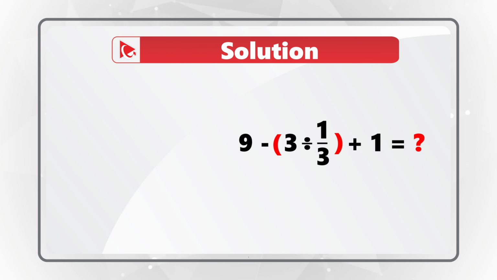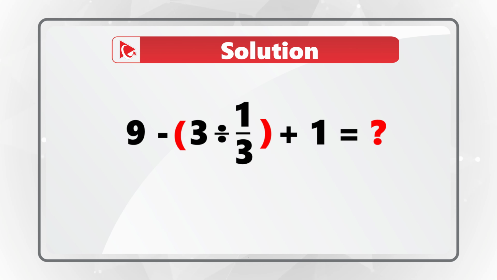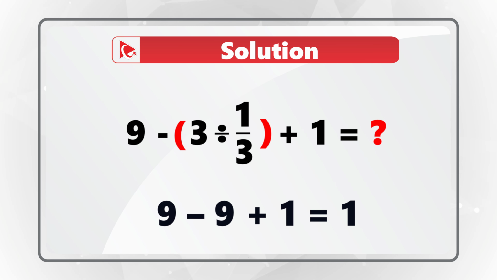And then you need to do sequentially subtraction and then addition. 9 minus 9 equals 0, plus 1 equals 1. This is the reason the correct choice here is choice A, 1.